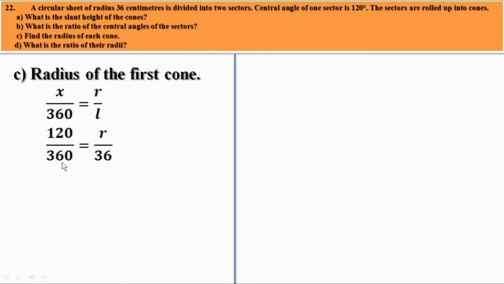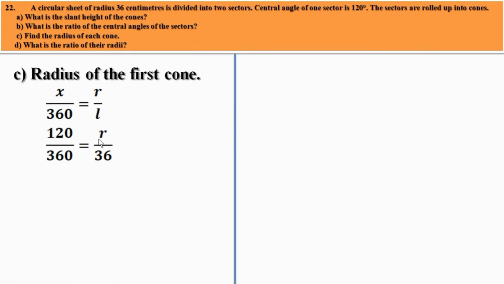Now look at the denominators, 360 and 36. When 360 is divided by 10, we get 36. So when 120 is divided by 10, we get the value of r, that is r equal to 120 by 10 or 12 centimeters. Or we can do it in another way also.